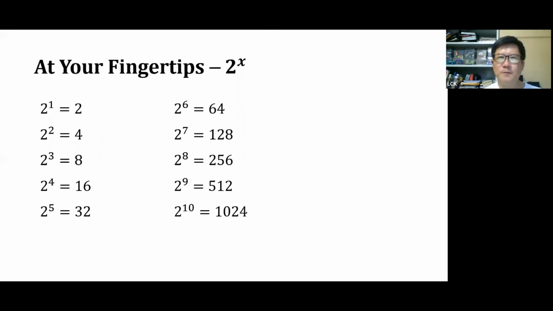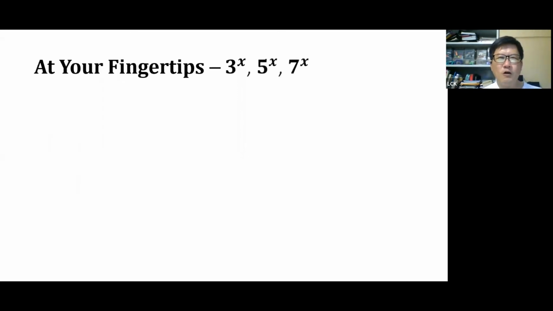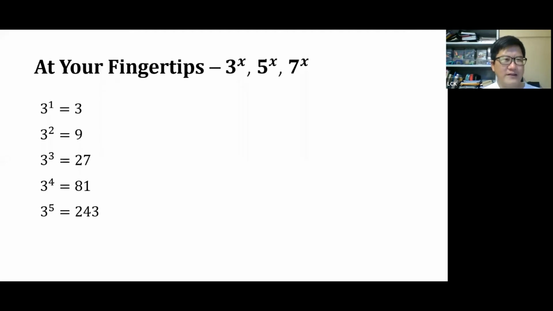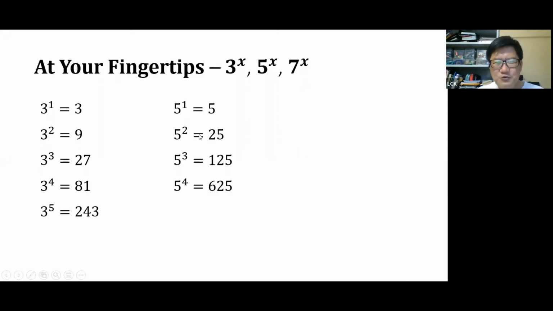You will see that knowing this at the tip of your fingers is so useful. Now, other than that, know also 3 to the power of 1 is 3, 3 to the power of 2 is 9, 3 to the power of 3 is 27. Memorize this. Do so many questions till it becomes a part of you. And also 5 to the power of 1 is 5, 5 to the power of 2 is 25, 5 to the power of 3 is 125, 5 to the power of 4 is 625, 5 to the power of 5 is 3,125. Know it for 7 as well.